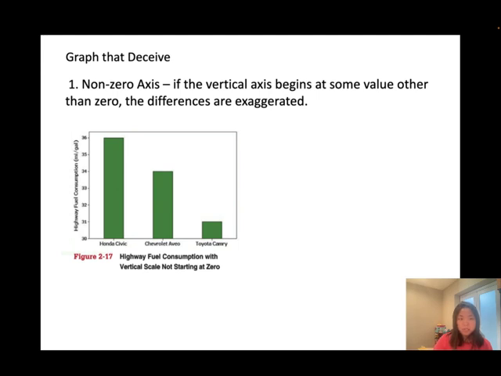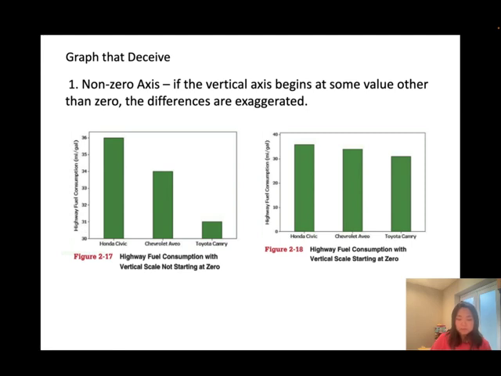But when I pay attention to the vertical axis here, it starts at 30 miles per gallon instead of at 0 miles per gallon. It exaggerates the difference and creates a false impression. If I draw the graph with the vertical axis starting at 0 miles per gallon, look, the difference among the three mileage ratings is actually really small. So we call the non-zero axis graph a misleading graph.